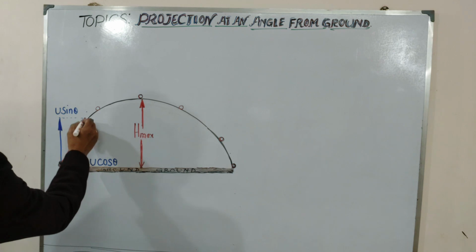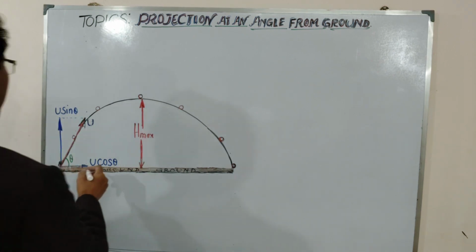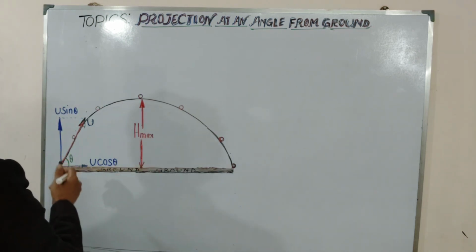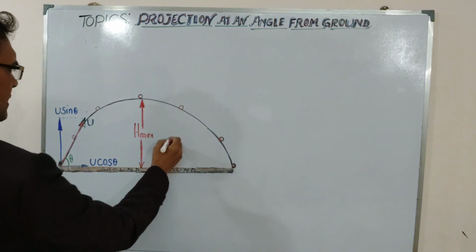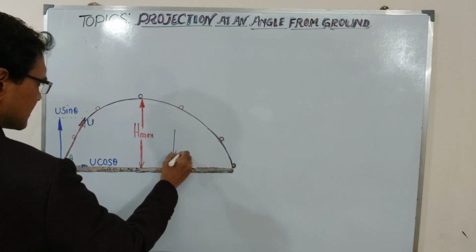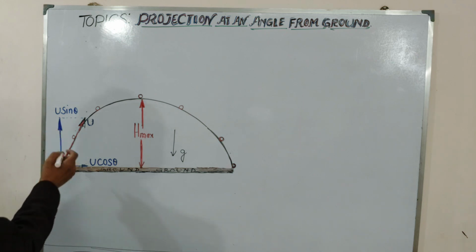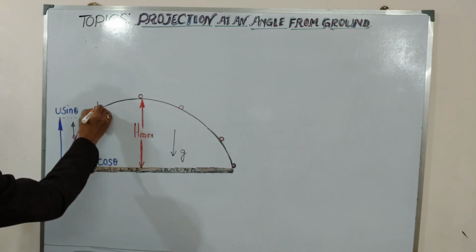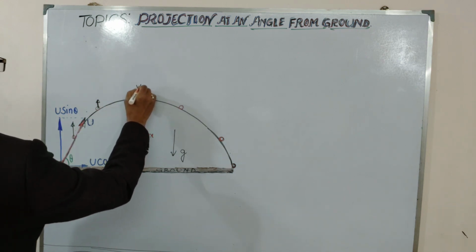Okay. Now the component of this velocity along the horizontal direction will be u cos theta, and along the vertical direction this is u sin theta. When it goes upward, the acceleration due to gravity acts in the vertical direction. So when the body goes upward, the velocity decreases gradually, so it becomes this here. Now at this point, the final velocity in the vertical direction is 0.